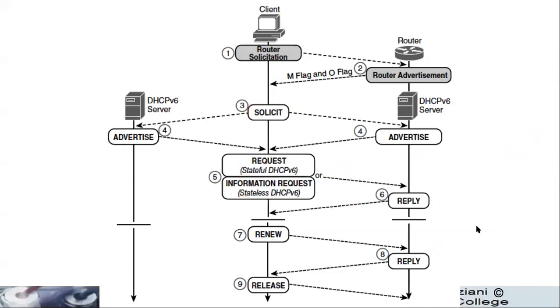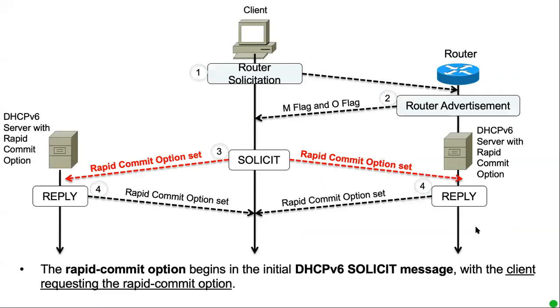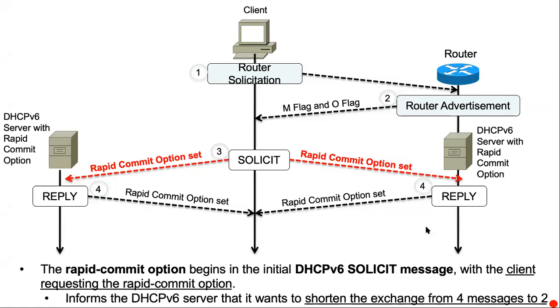All right. I do want to talk a little bit about an option called the rapid commit option. So again, here we have the router solicitation, router advertisement message. The client can say, hey, I can do rapid commit. Can you do rapid commit? And the DHCP server will reply, if it can, yes, I can do it. So what is the rapid commit option? The rapid commit option, instead of 4 messages, like we saw just previously, can shorten it to 2 messages.